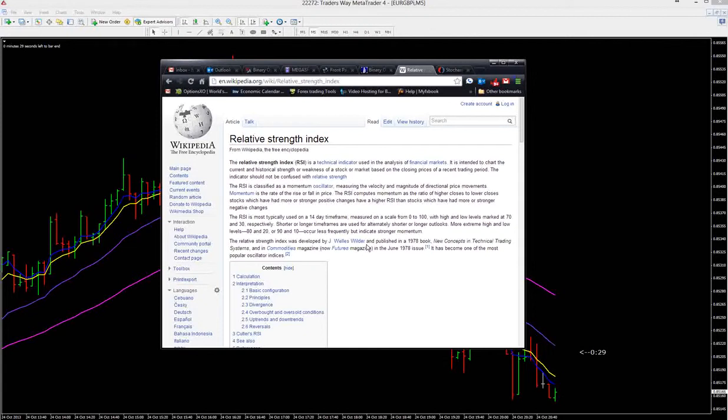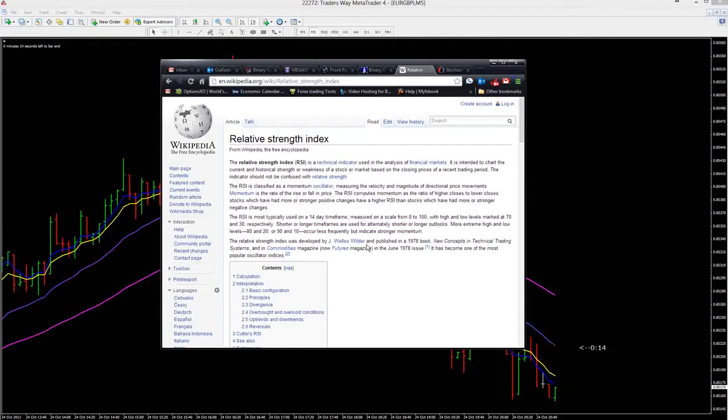So what is RSI? It's just a technical indicator used in the analysis of financial markets. It's basically to show the historical strength of weaknesses, and so on. It's used to show overbought, oversold, likely points of a reversal.